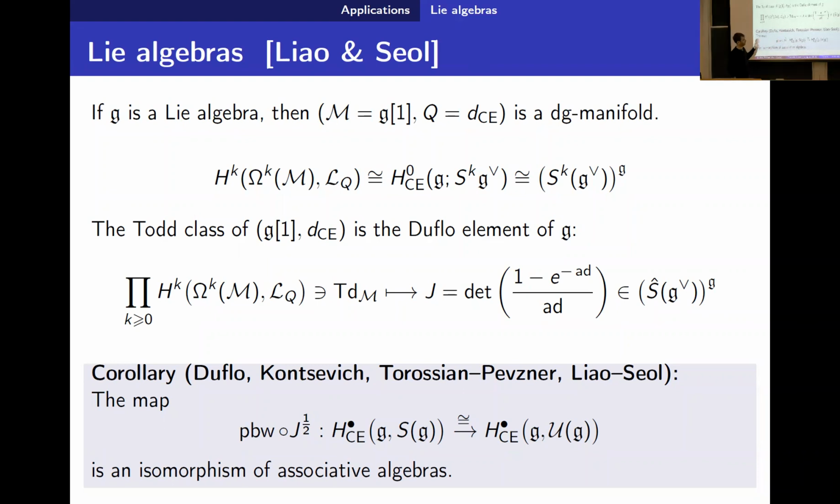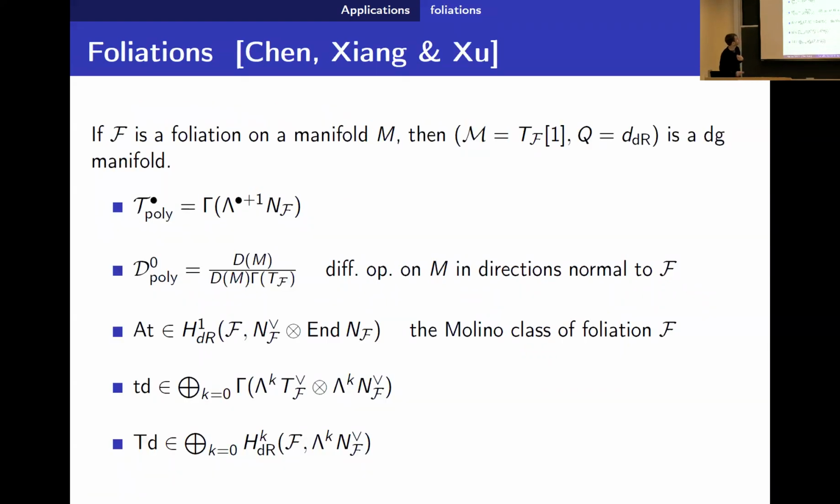Kontsevich proved this theorem as a consequence of his formality theorem. Actually, he gave a succinct proof, and the details of the proof were worked out by Torossian and Pevzner. And Liao and Sol just this year posted a paper where they gave an alternative proof based on our formality theorem for DG manifolds. Okay, let me skip this one.